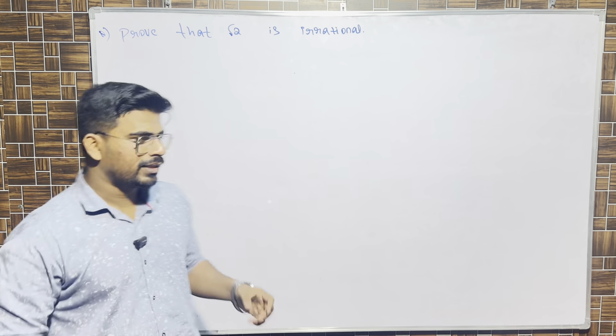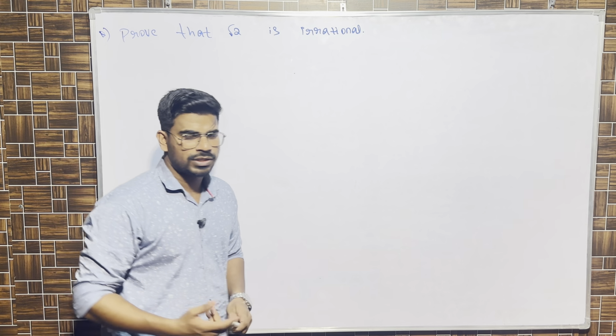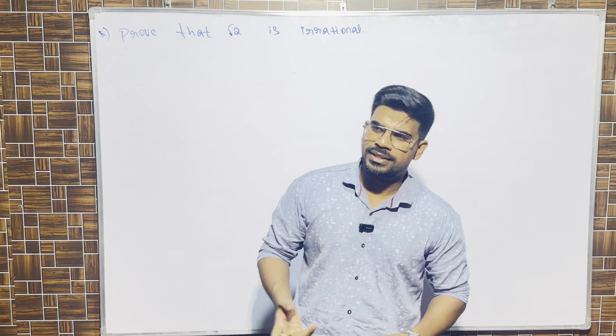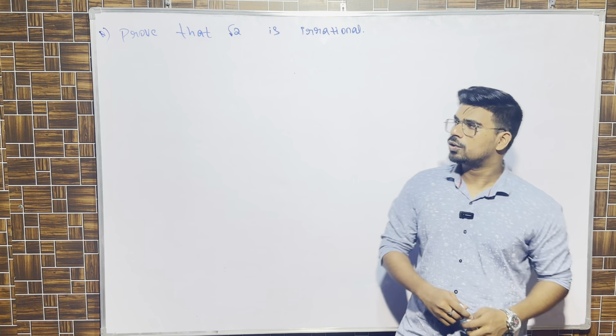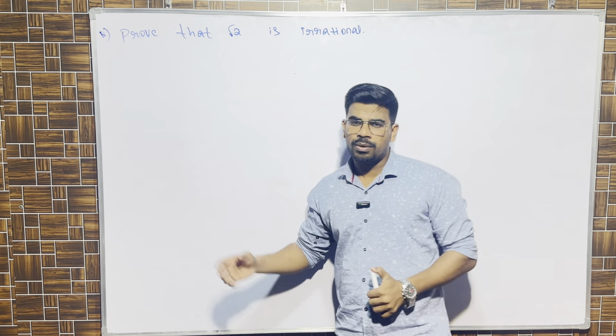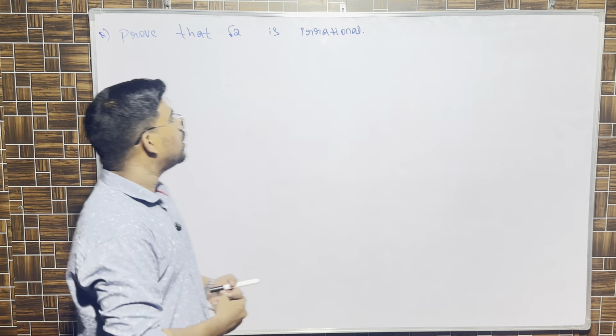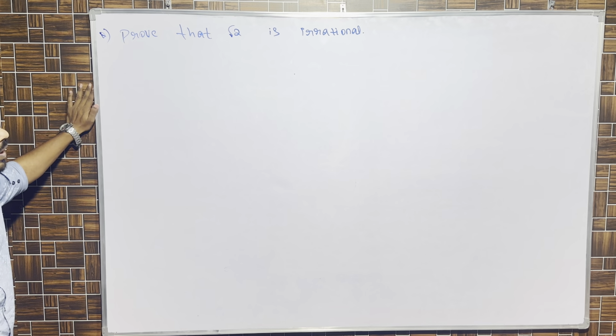So this is the third video. We are doing a series of important questions from all the chapters till essay 1. So this is type 3 questions from real numbers 1.4. Prove that root 2 is irrational.